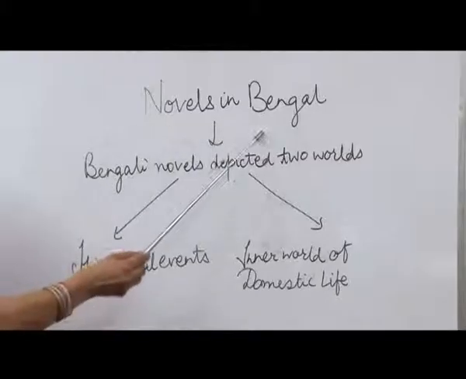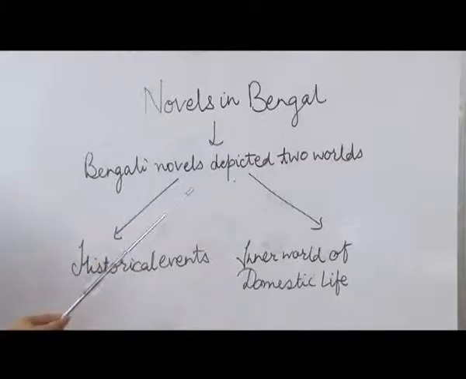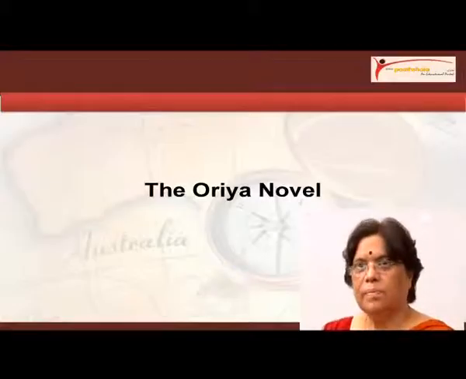Novels in Bengal. The Bengali novels depicted the two worlds, the first one being the historical events and the other being the inner world of domestic life. The old merchant elite of Calcutta patronized public forms of entertainment such as Kabir Larai, the poetry contests, and dance performances. The Oriya Novel. Oriya novels focused on social problems.